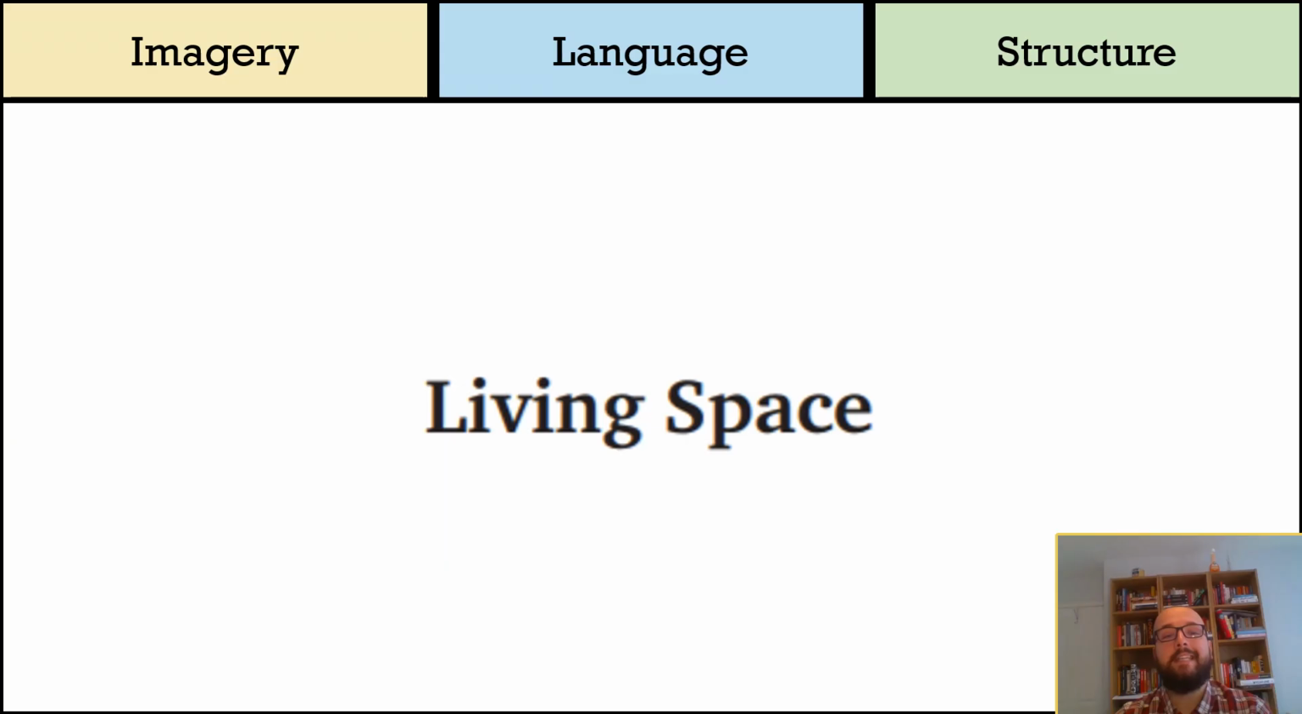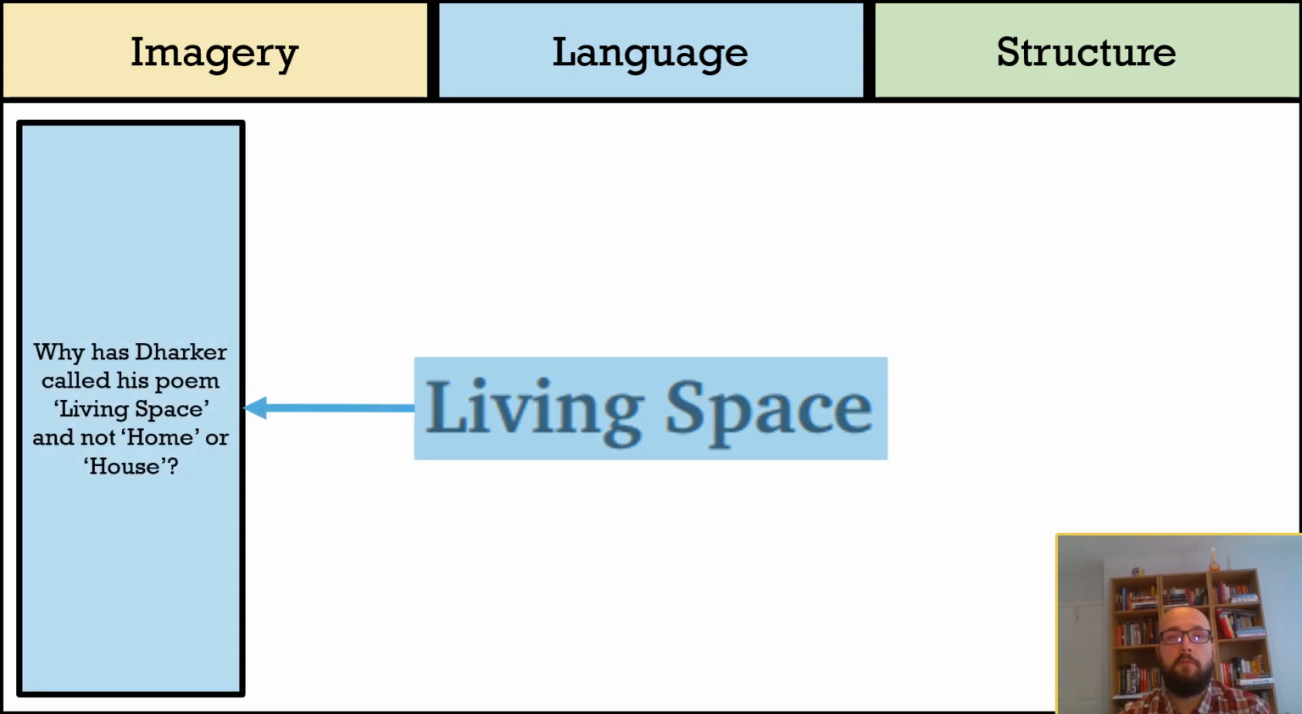Before we get started annotating the poem, this is your reminder to get 3 highlighters and to set up your own key. You'll need 1 colour for imagery, 1 for language, and 1 for structure. Titles are things that we can analyse, and this poem is no different. So there's my question about this poem's title. Why has the poem been called Living Space and not house or home or something similar? What is the particular effect of the phrase living space? Pause now if you'd like to make your own attempt at answering that question.